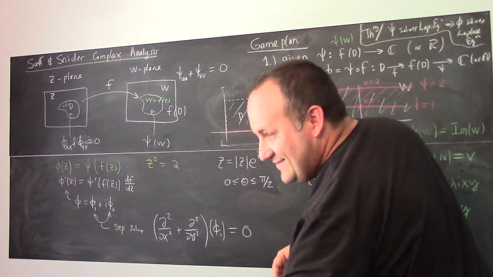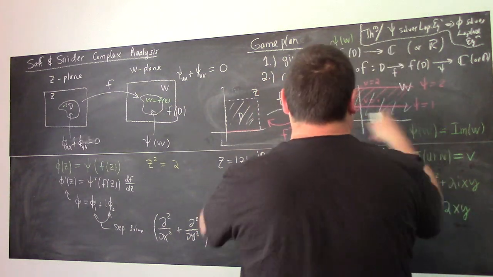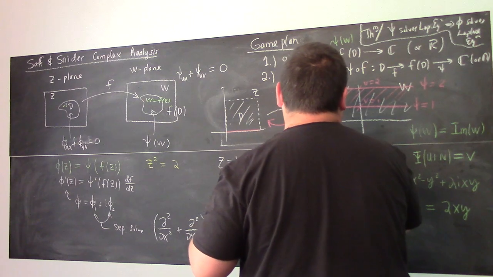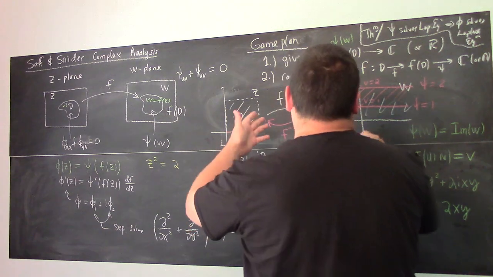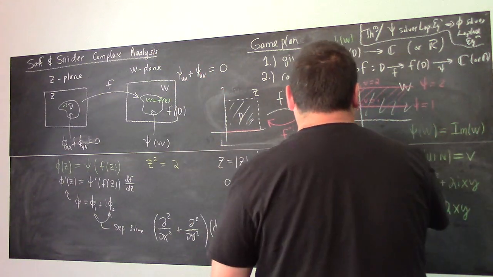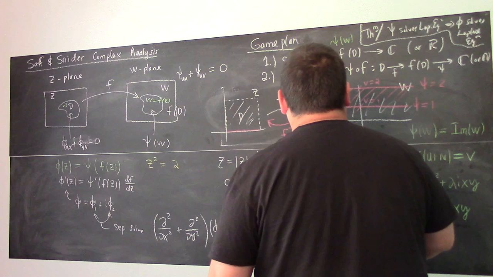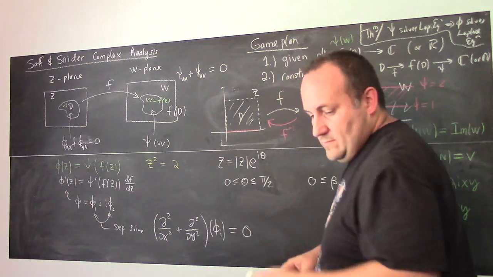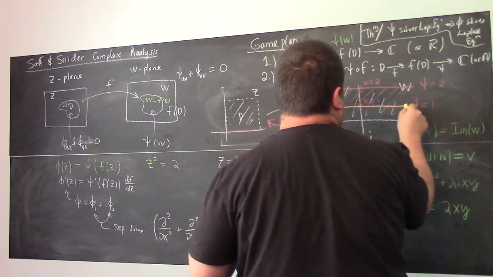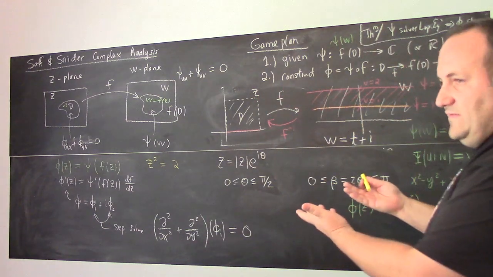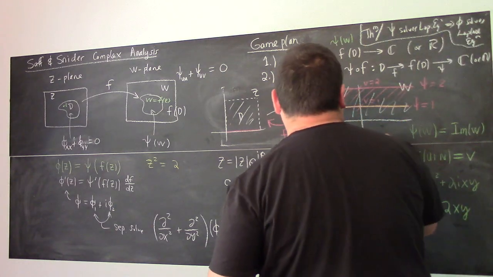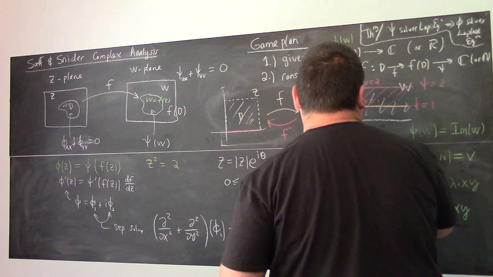It's a line, so it'd be like w equal to what? w equals t plus i, for any t. That's what that is. So the question is, that equals z squared. Like, what z squared solves that?